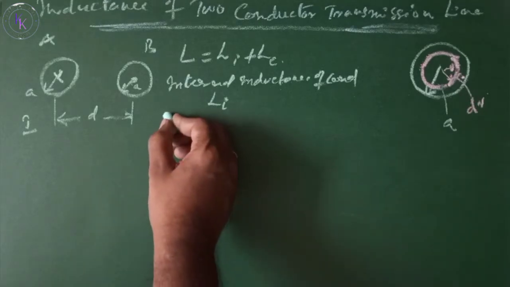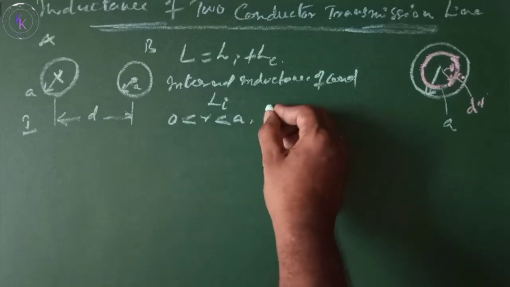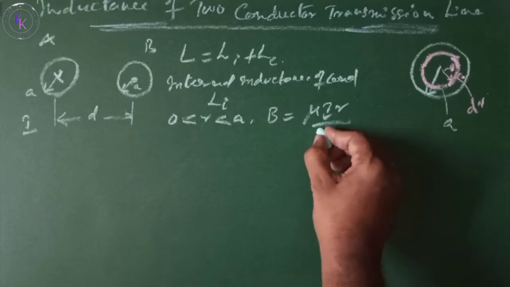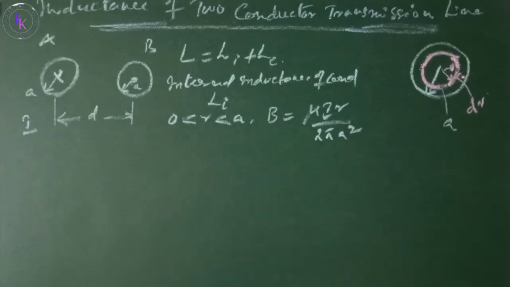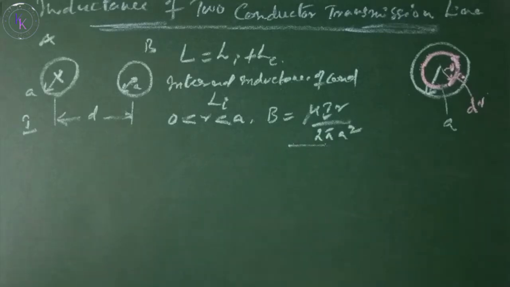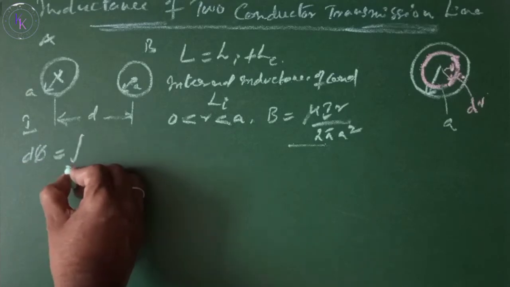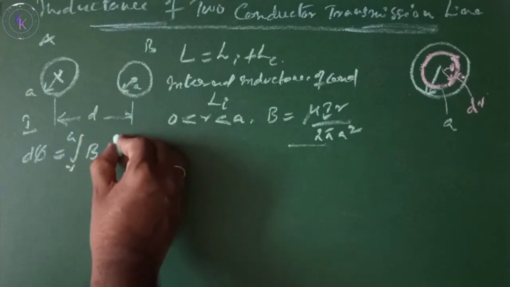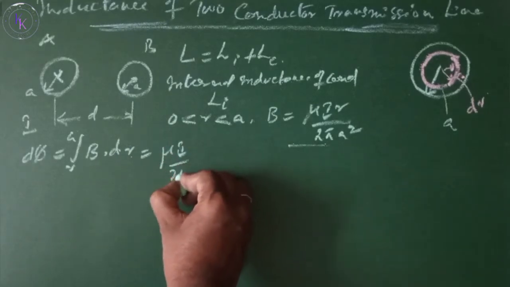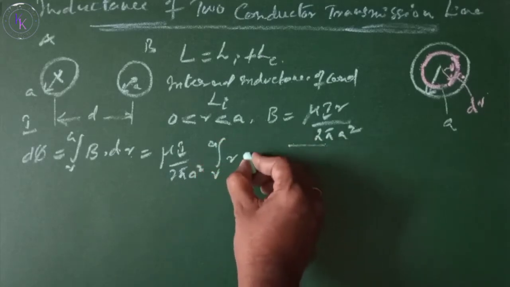When you consider the radius r greater than 0 and less than a, the flux density B is given by mu I r divided by 2 pi a square. This relation we got from the previous videos. Please refer to the link given below. The flux d phi is given by integral r to a B dot dr. Now mu I by 2 pi a square are constants, so integral r to a of r dr.